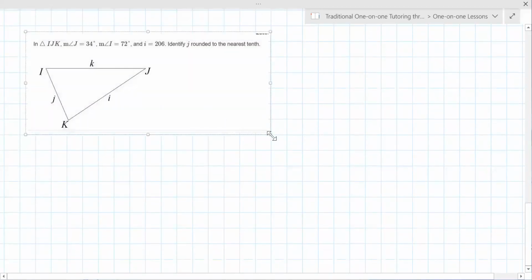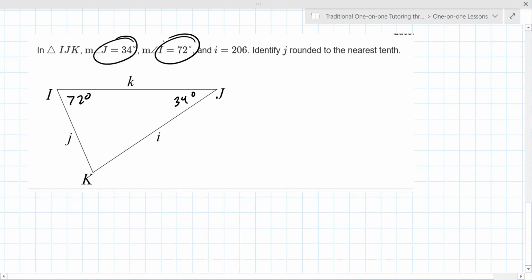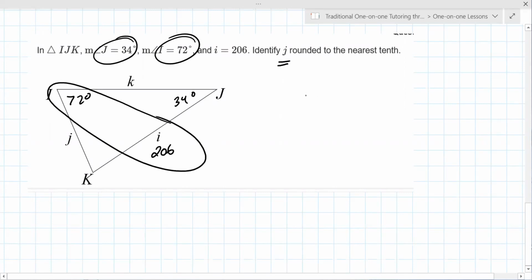All right, so the angle J here is 34 degrees. Angle I is 72 degrees. I'm just grabbing this information. And little i is 206. You see how you have this pair right here? Yeah. Okay, so J is the thing we're trying to find. This is a law of sines problem. You'll learn more about that in your pre-calculus trig class someday if you get there.